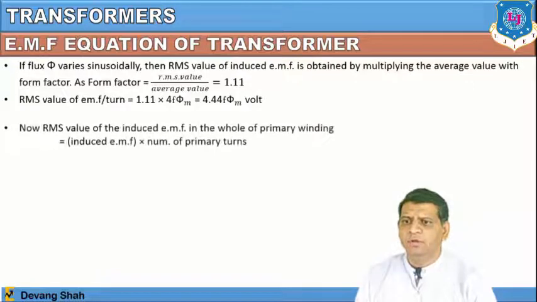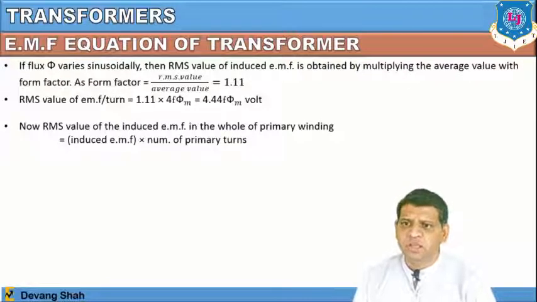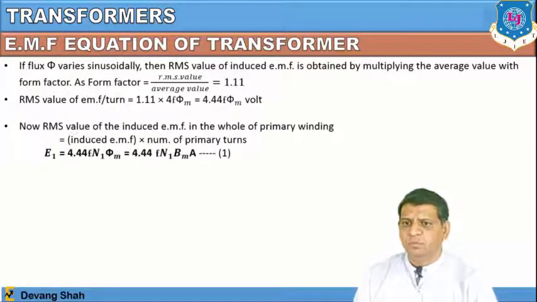Now if you take the RMS value of the induced EMF in the whole primary winding, it is the induced EMF per turn multiplied by the number of primary turns, which we define as N1. So my equation of induced EMF in the primary winding is E1 equals 4.44 into f into N1 into phi m. Right, so here I can put the value of phi m as Bm into A.